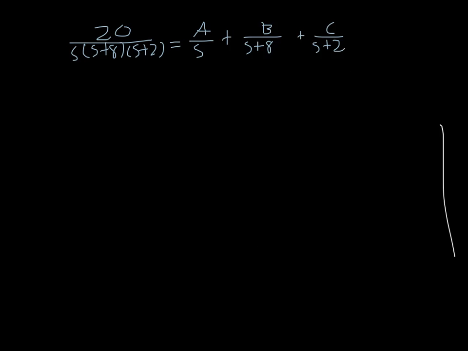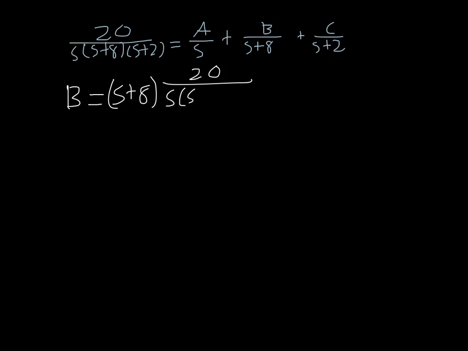If we want to compute B and C, we can do the following. We say B is equal to its factor, (s plus 8). Make sure you keep your parentheses. It completely changes the way you evaluate the thing. (s plus 8) times 20 over s times (s plus 8) times (s plus 2). Evaluate this where that makes s plus 8 zero, so s is equal to minus 8. And if you evaluate that, you should get B is equal to 5 over 12.